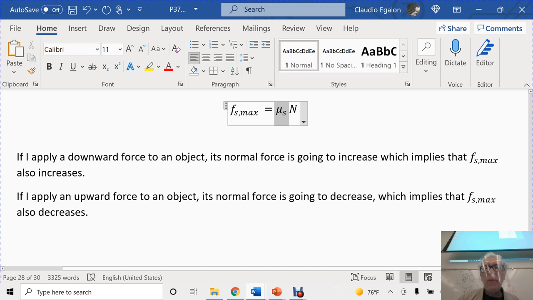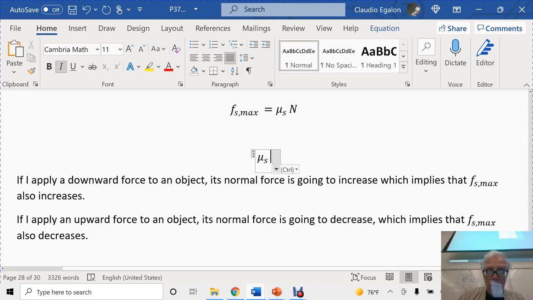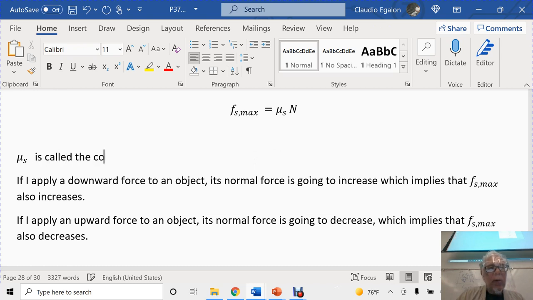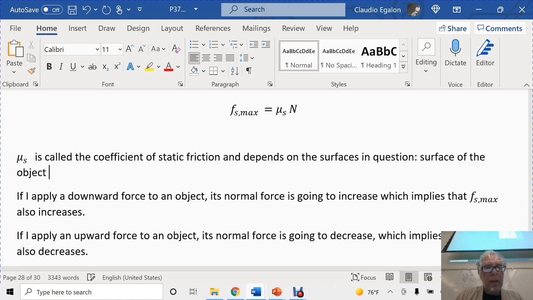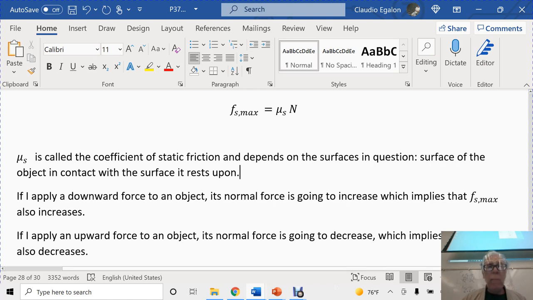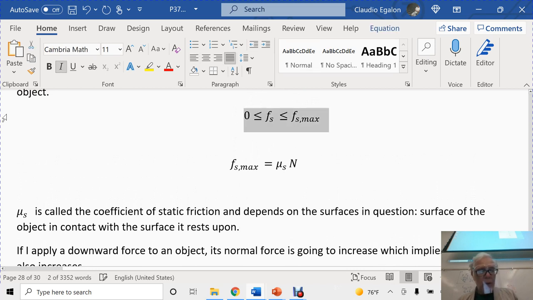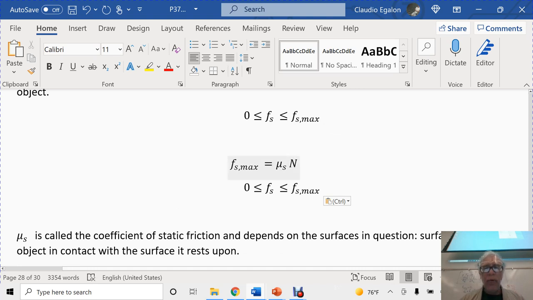Now, again, this thing here is going to depend on the surfaces, okay? And it has no unit. Mu sub s is called the coefficient of static friction and depends on the surfaces in question, the surface of the object in contact with the surface it rests upon, okay? So we can here write this equation like that.